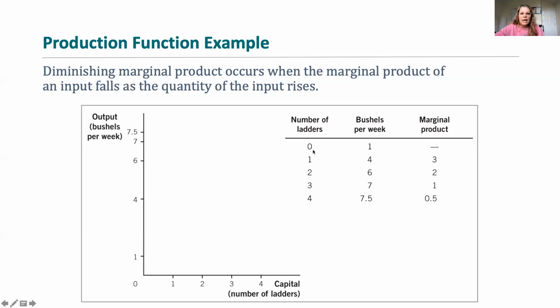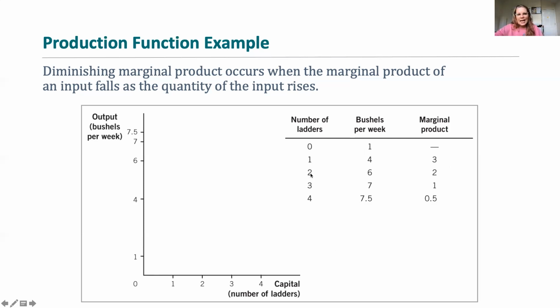If we have 0 ladders, we can't reach very high, we can only harvest 1 bushel per week. If we add a ladder, we can now reach a little bit higher and we can harvest 4 bushels per week. So that's an increase of 3 bushels. That's our marginal product from the first ladder. Essentially, that first ladder enabled us to produce 3 additional bushels.